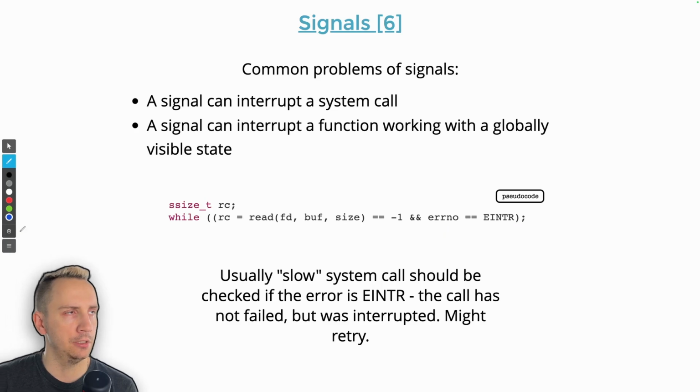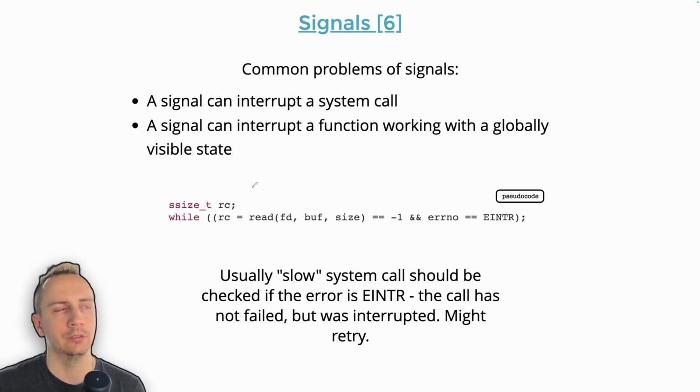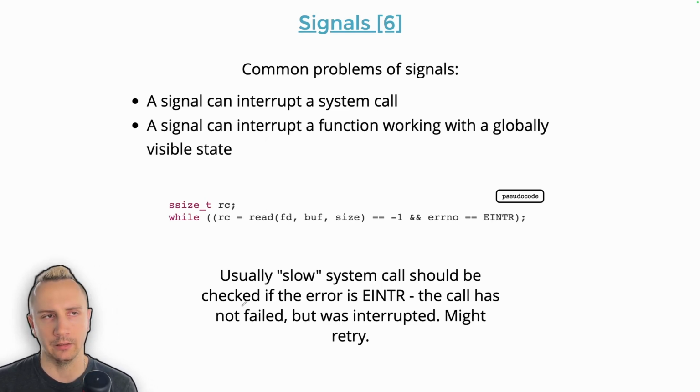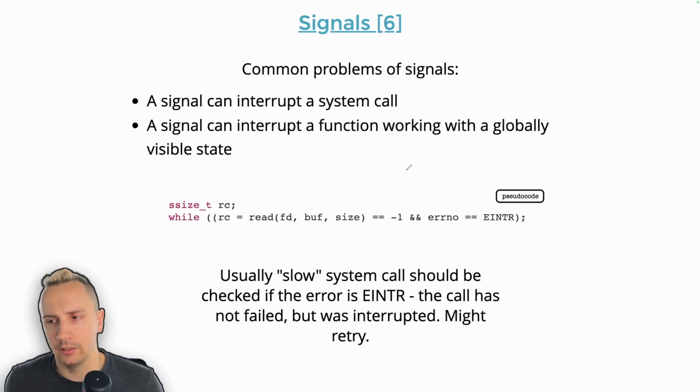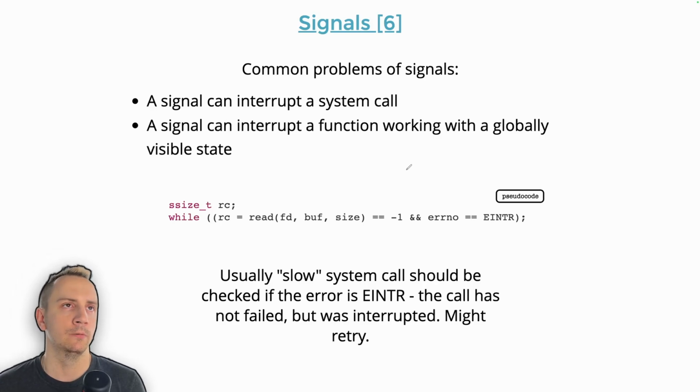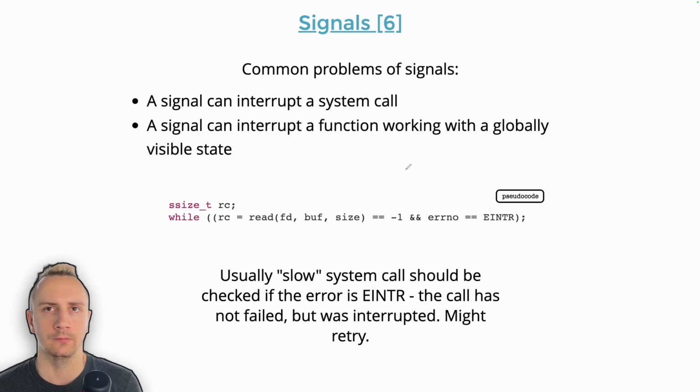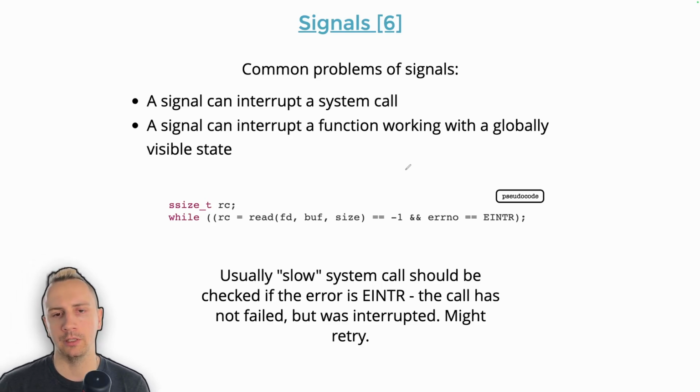But the more serious issue, which is causing most of the headache, is that a signal can interrupt a function working with some global state, for example, with the heap. And this is a big deal because the interrupt can happen in a moment when you started changing the globally visible state. It is currently in some sort of inconsistent state, which should not be visible anywhere. And now you interrupt it, and in the interrupt handler, you try to access this global state again, and you will observe it in an invalid state.